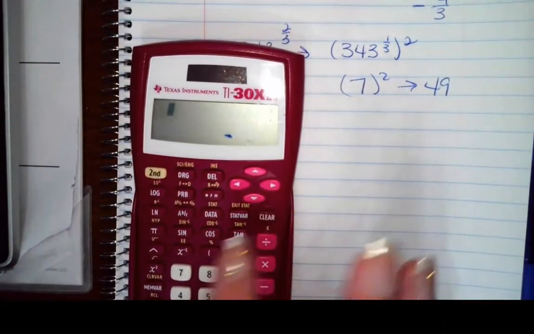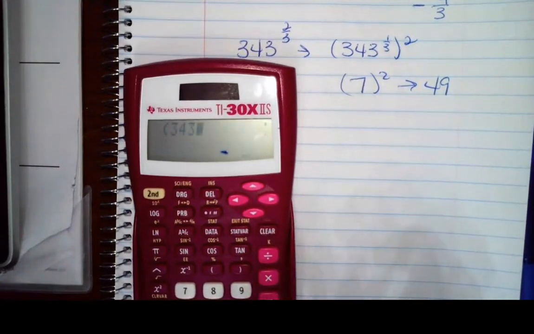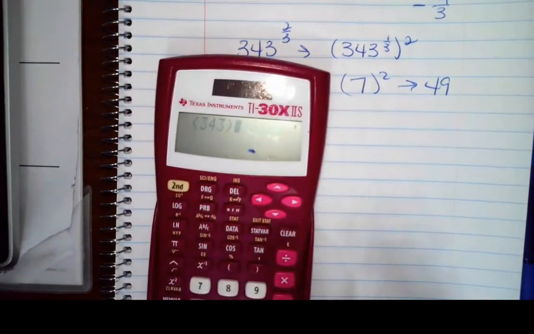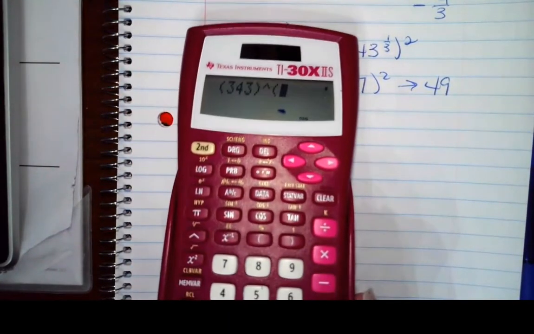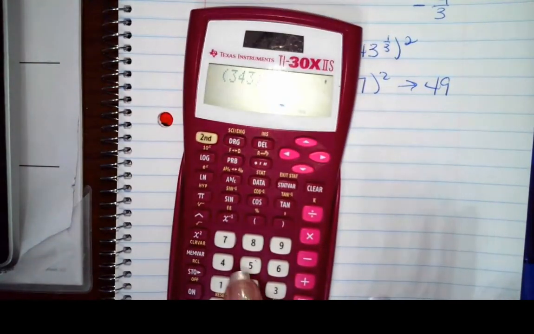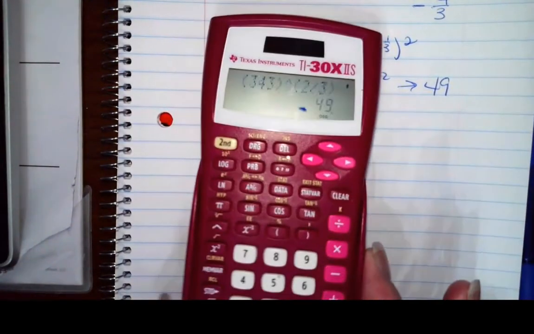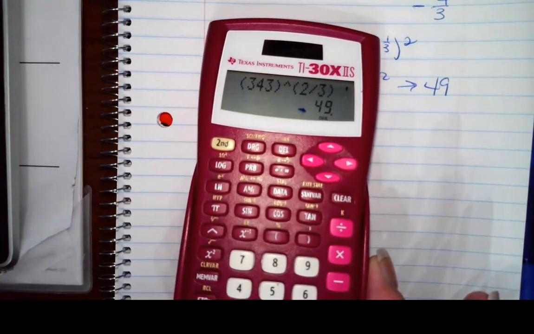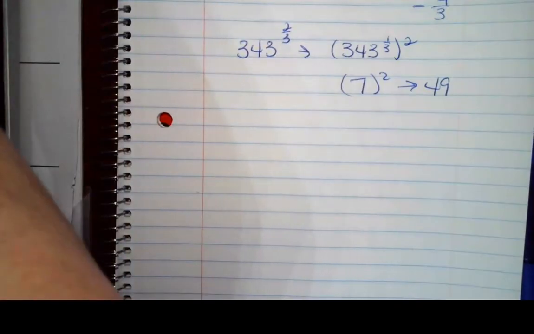Okay, so what do I have? I have 343, and I'm going to take that raised to the parentheses 2/3 power. 2/3 power gives me 49. Okay, I just want you to see what's going on in the background.